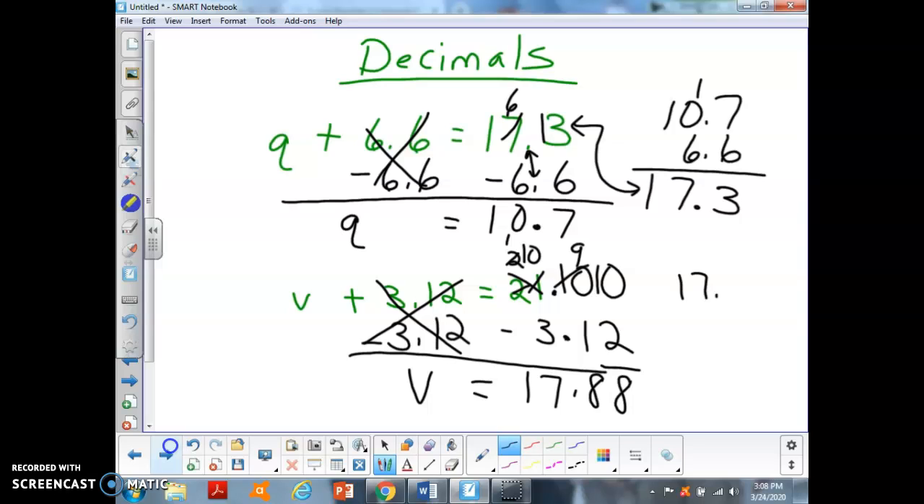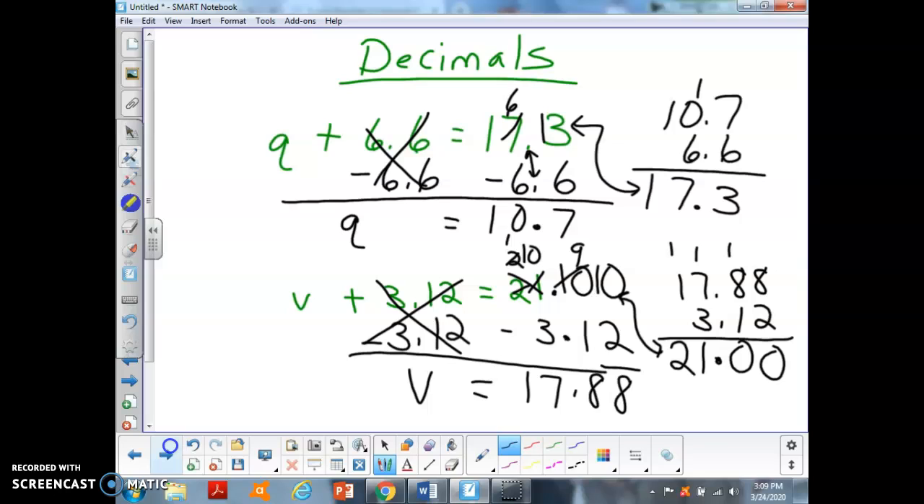I want to check it. Make sure I'm accurate and precise. Add my 3.12, lining up my place value, 0. 8 plus 1 is 9, plus 1 is 10. Carry the 1, put my decimal in. 1 plus 7 is 8, plus 3 is 11. 1 plus 1 is 2. 21, that's what we had up there.